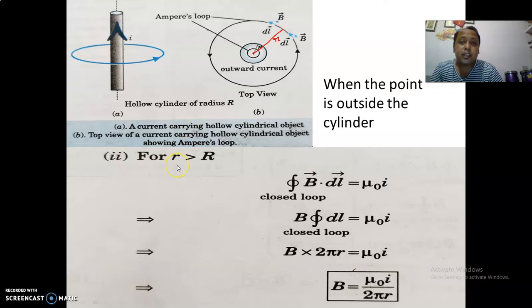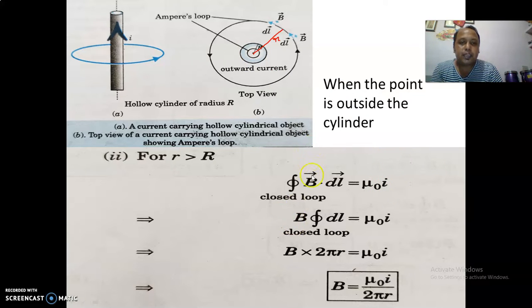The value of small r, that is the radius of the Amperian loop, which is also the distance of the point from the center, is greater than capital R, which is the actual radius of the cylinder. So integration B dot dl is equal to mu naught into the total current threading the loop. Now this time the current I is flowing through the conductor, and in the top view the current is in the outward direction and all of the current passes through the Amperian loop now. So the total current threading the loop here is given by I.